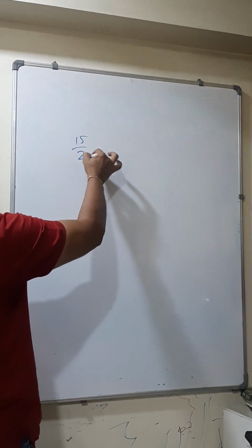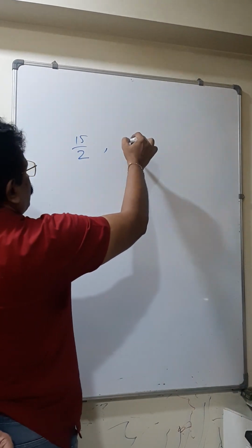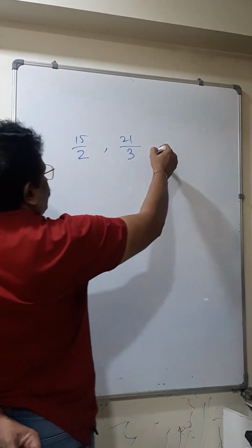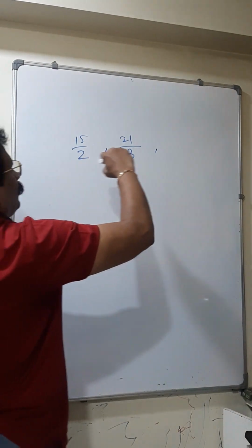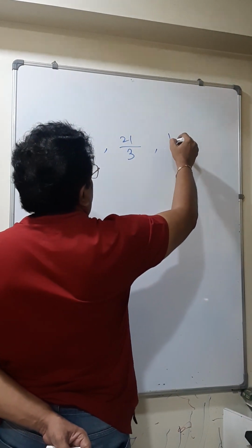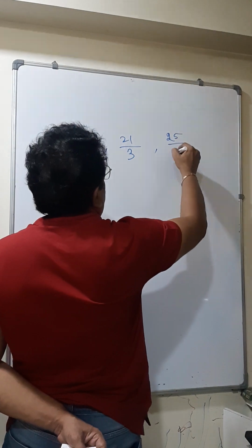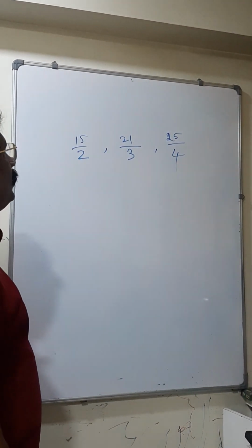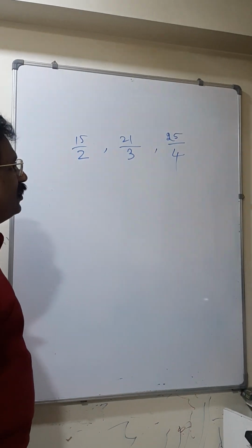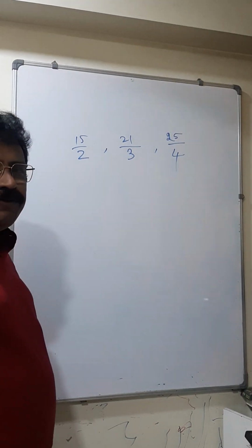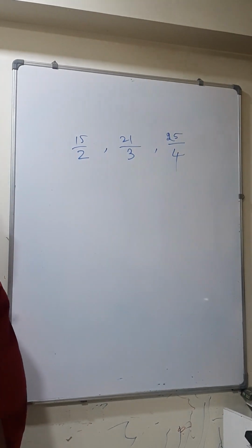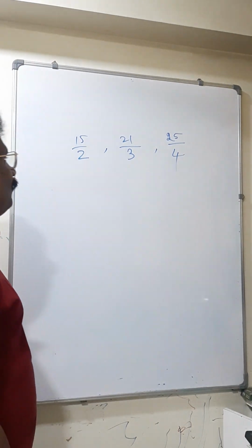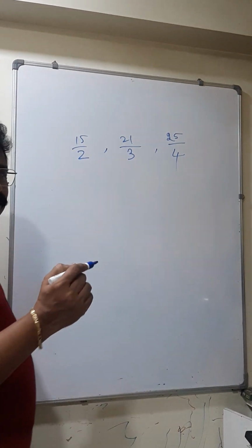15 upon 2, then 21 upon 3, and say 25 upon 4. Now these are three fractions whose numerators are bigger than the denominators. So they are improper fractions. Now we have to convert these improper fractions into mixed fractions. How will you do it? The method I told you earlier.